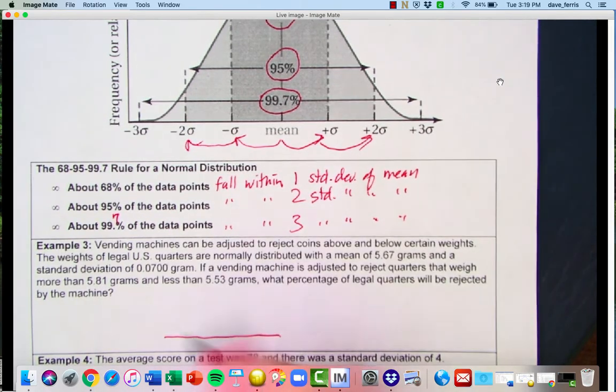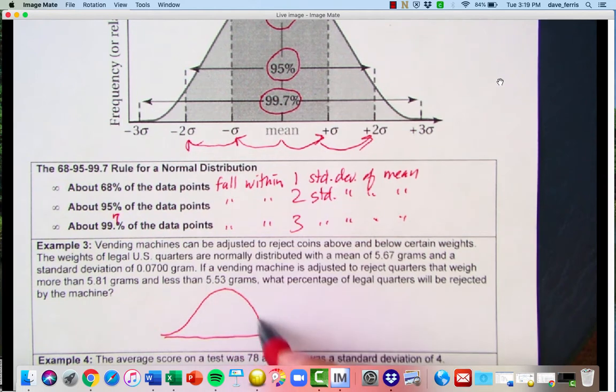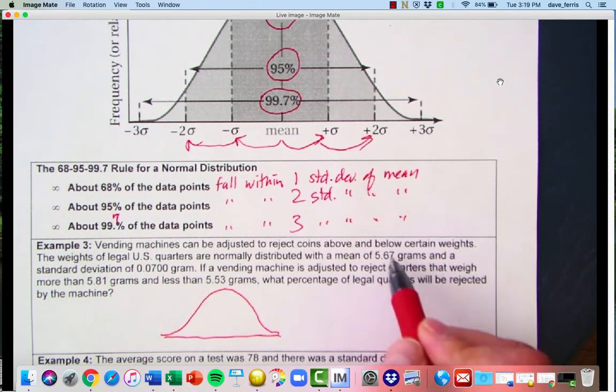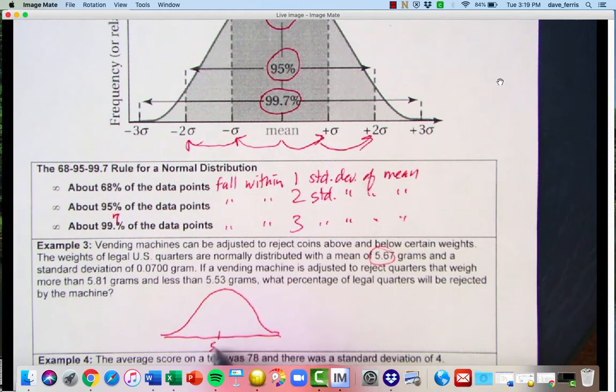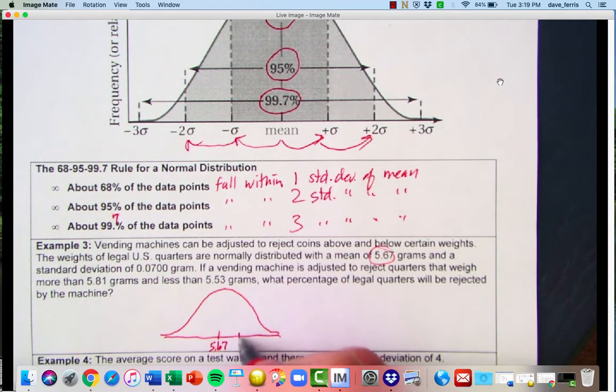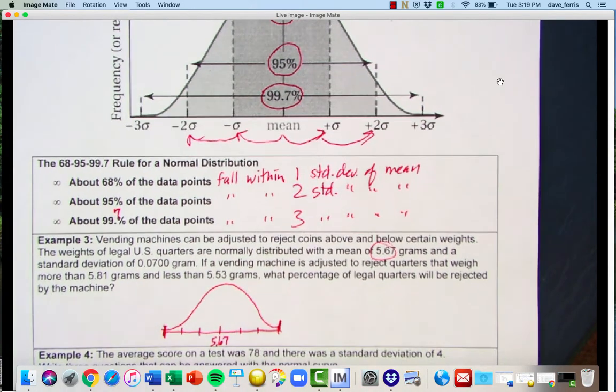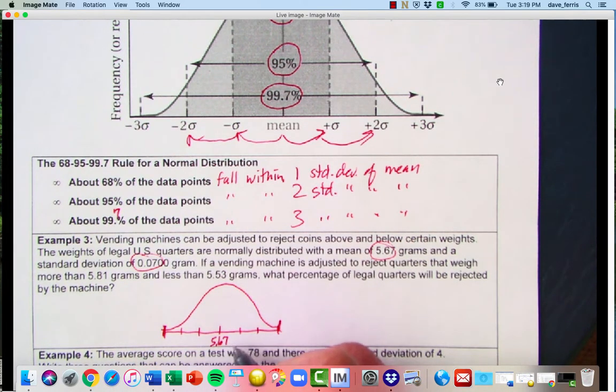Like, for instance, here's a vending machine where, if you make one of these distributions by hand, you can just do a little quick sketch. It's not that hard. It says that the mean is 5.67, so we can put that right here. And then if you go out 1, 2, 3 standard deviations and 1, 2, 3 standard deviations, that third one should be pretty much at the end of the visible part of the curve. And then it says the standard deviation is like 0.07. So if you add 0.07, you'll get 5.74, you'll get 5.81, and you'll get 5.88.